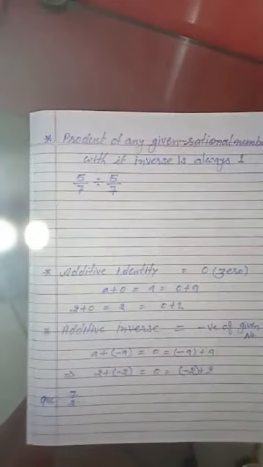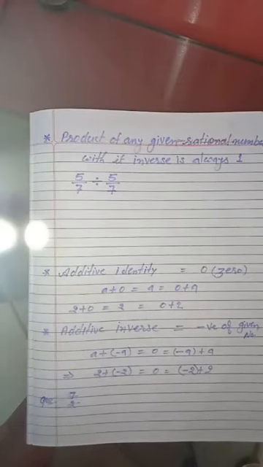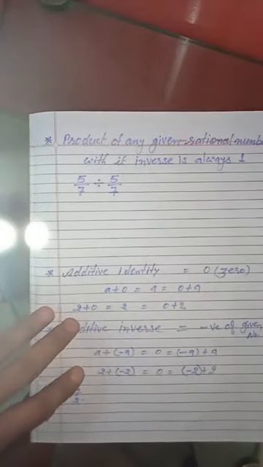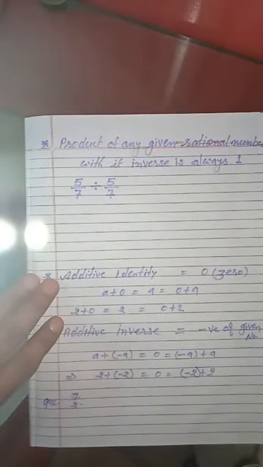Now we go for our next question. You should see the next question is: the product of any given rational number with its inverse is always 1. How is it possible? We will see this.